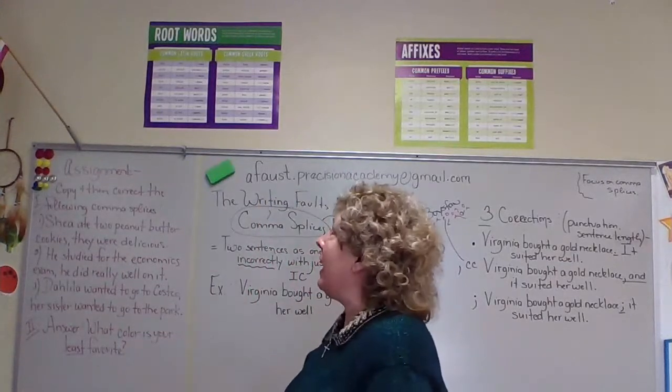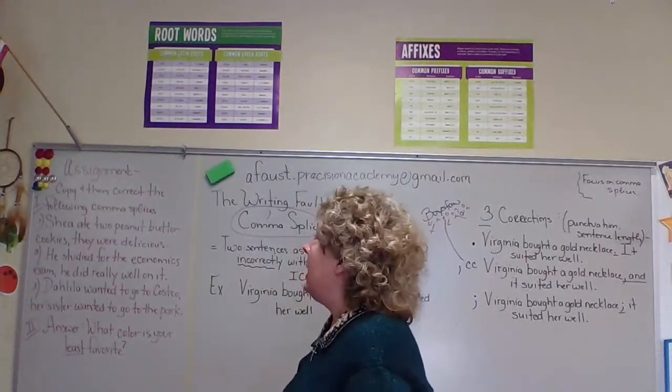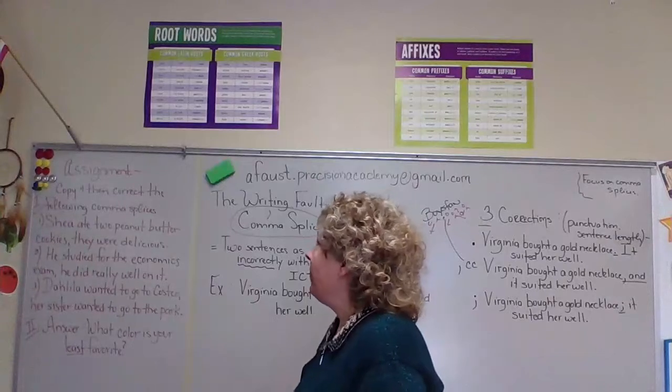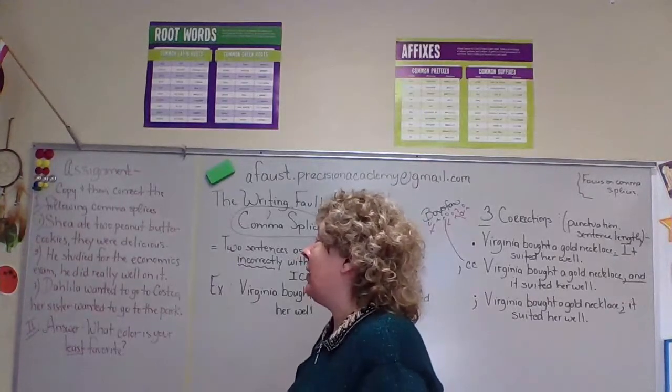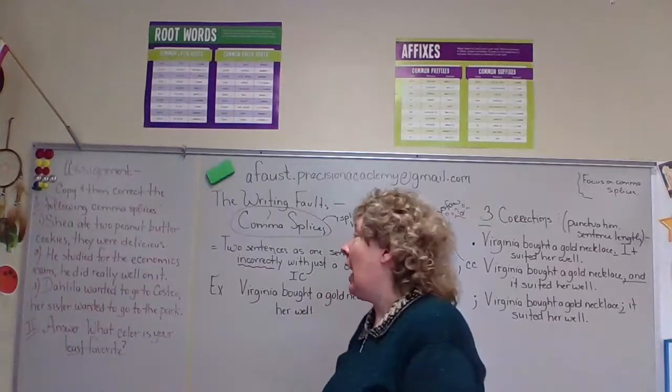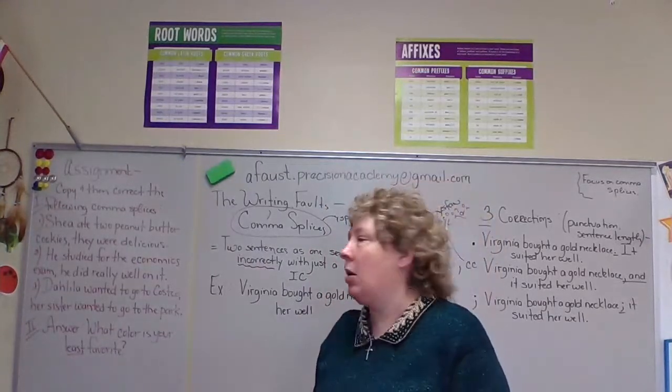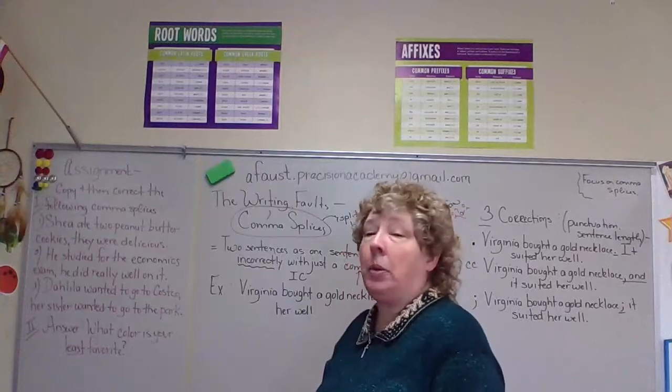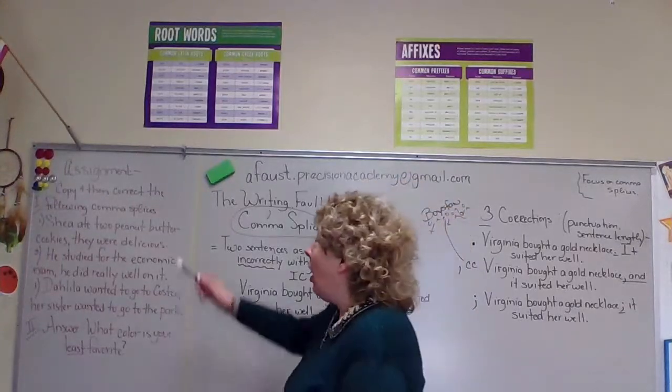Okay. Number 1, Shay ate 2 peanut butter cookies. They were delicious. Number 2, he studied for the economics exam. He did really well on it. And finally, Delilah wanted to go to Costco. Her sister wanted to go to the park. So they're all comma splices.